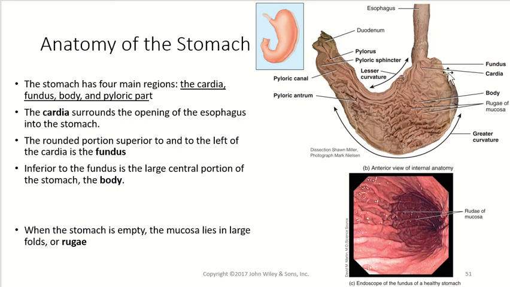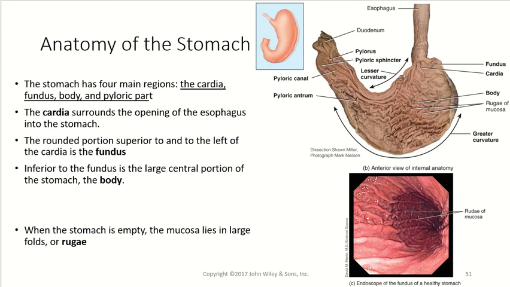The fundus is going to be the rounded portion of the stomach that is superior to and to the left of the cardia, which you can see here. And then inferior to that fundus is going to be the large central portion of the stomach called the body.